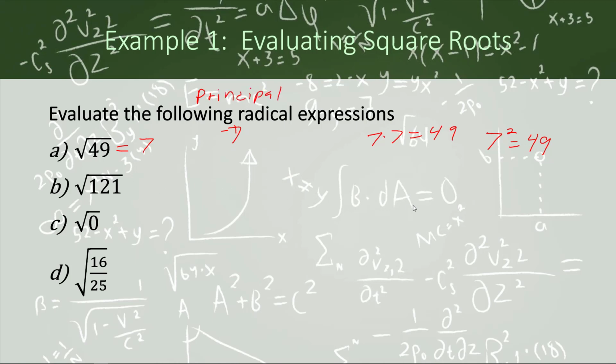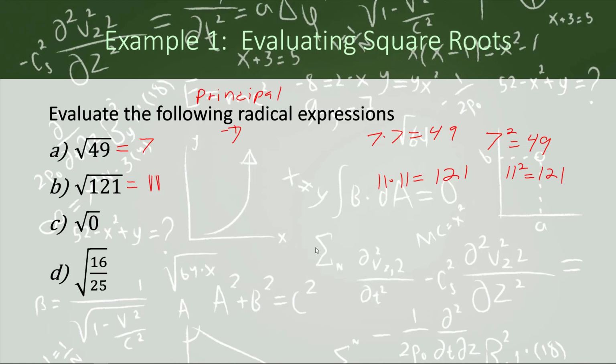Okay, what about the square root of 121? Well, although I didn't have that in my list of tables, it turns out the next integer is 11, and 11 times 11 is equal to 121. So 11 squared is equal to 121. As a consequence, the square root of 121 is going to be equal to 11.